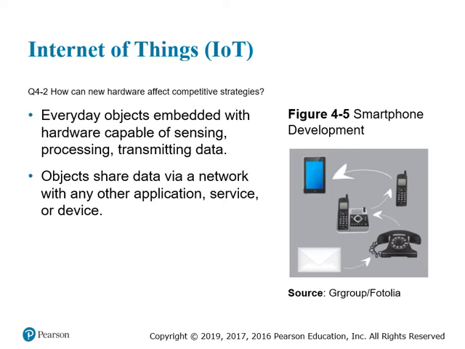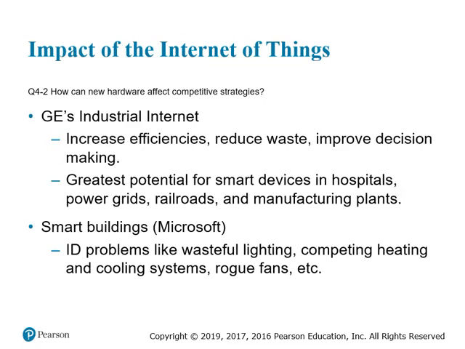Does it feel like you're ever off work nowadays? Well, not really. I know I feel like I'm always connected to work, which is not a great thing. So General Electric, their industrial internet that they built for their own company, increased efficiency, reduced waste, improved decision making because you have more information. Greatest potential for smart devices: you've got hospitals, power grids, railroads, manufacturing plants. That immediate feedback is going to be huge.